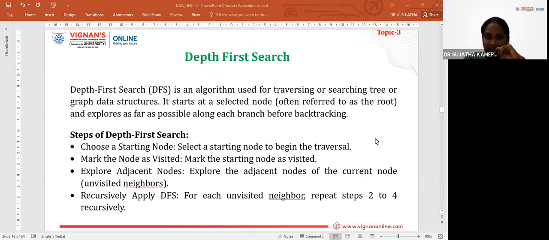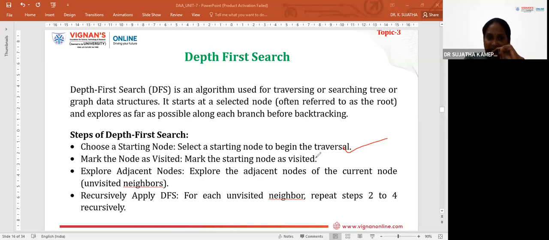Now we are going to see the steps present in depth first search. What are the different steps involved? The first step is choosing a starting node. Select a starting node to begin the traversal. As I already said, usually we select the root node, or in the case of a graph, we select one random node as the beginning node for traversal.